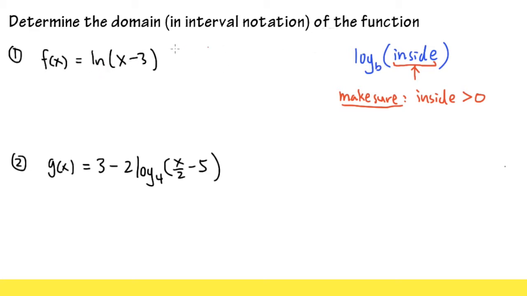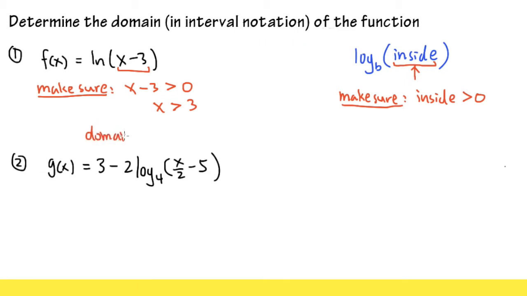So the same principle applies. Right here, we'll just indicate that the inside is x minus 3. We have to make sure the inside, which is the x minus 3, has to be greater than 0. Now that we set out this inequality, we can isolate the x. To do so, we add the 3 on both sides, so that means x is greater than 3. And then we are done. However, the question wants us to write the answer in interval notation. So, let me write this down right here for you.